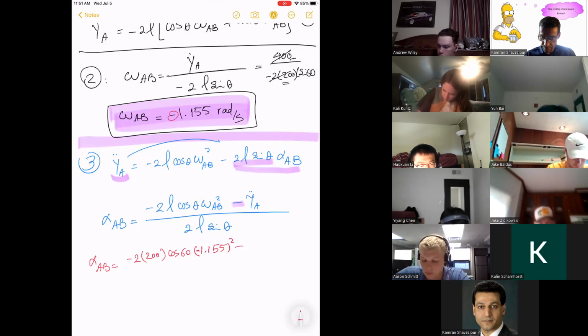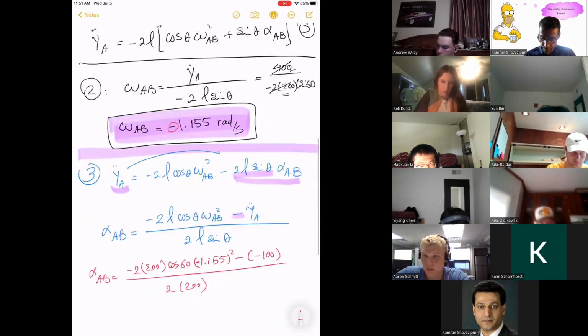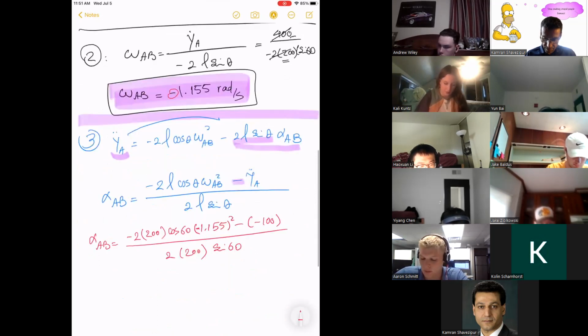Minus 100 divided by 200 times sine 60. Give me the number for this guy. This is too complicated for my iPhone. 1.155 squared.